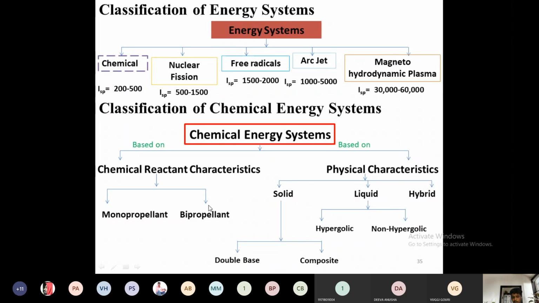So a fuel is nothing but a reducer. Bipropellant is nothing but a combination of an oxidizer and a fuel, which can sustain the exothermic reaction. This is the definition of bipropellants.